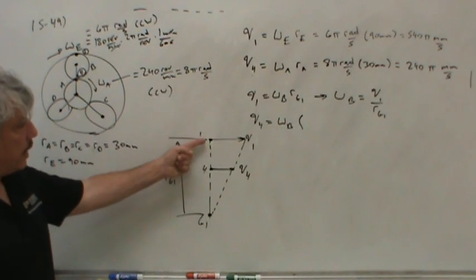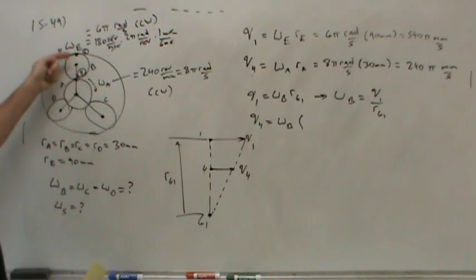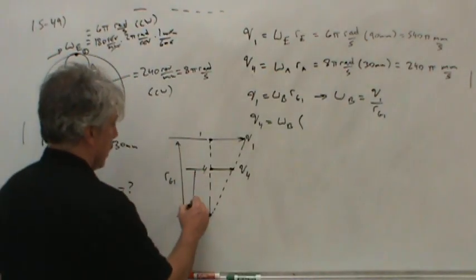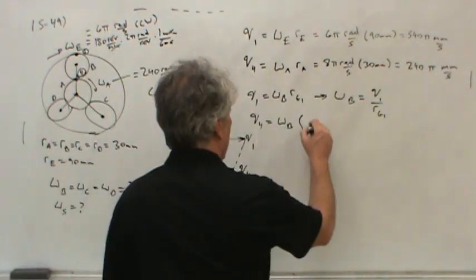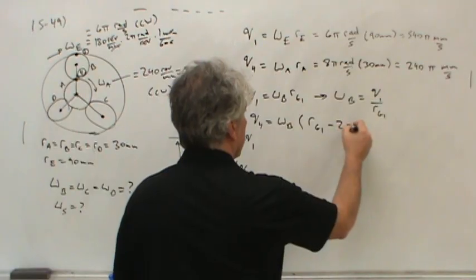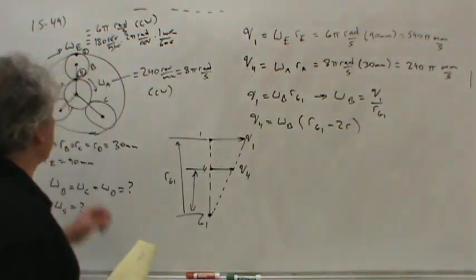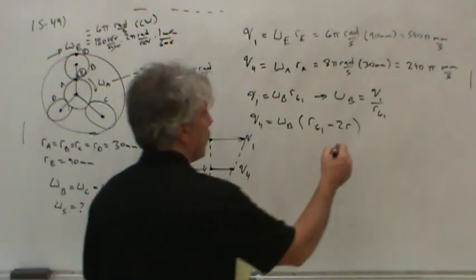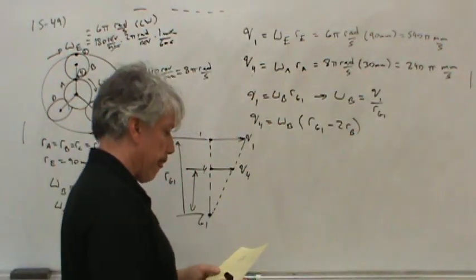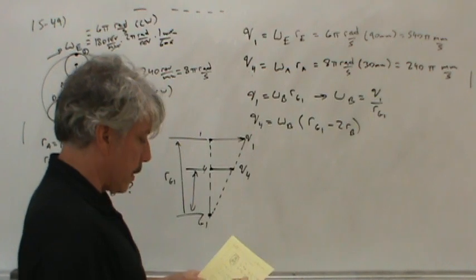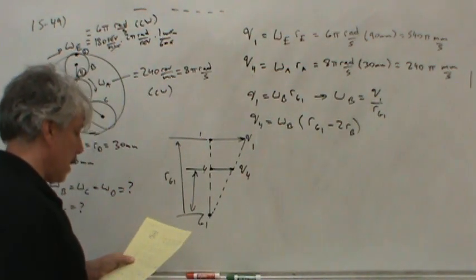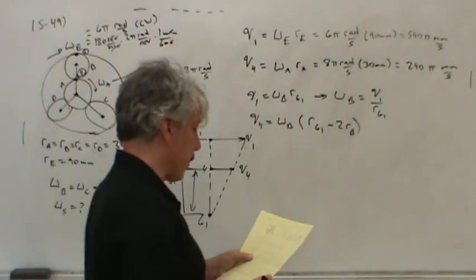So notice that the distance between V1 and V4 is the diameter of the gear. It's 2R, right? So the distance here to here, we would just say is RG1 minus 2R, where R is just the radius. That way we get the diameter of gear B. And if you like, you could put a subscript B there. It doesn't matter. There's only one radius in this. Anyway, we call it RA, RB, whatever. They're all the same.